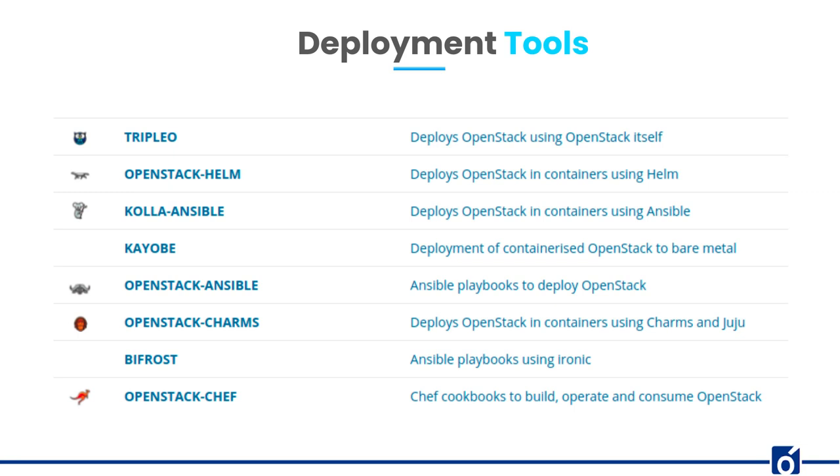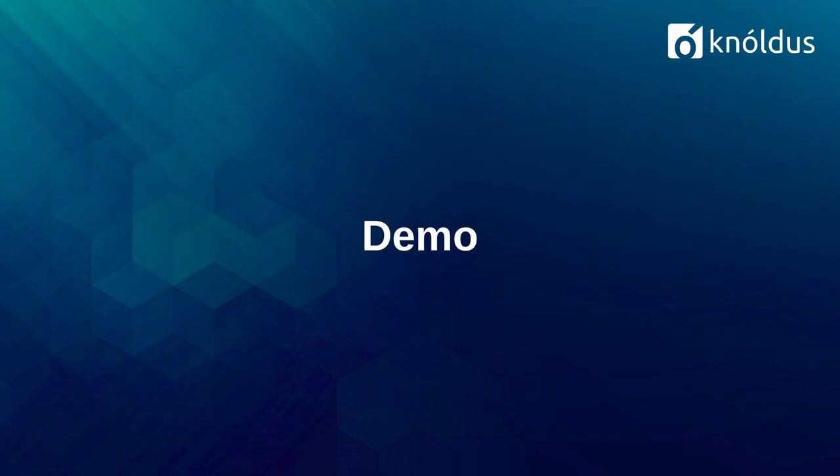OpenStack Ansible provides a predefined, rich Ansible playbook to deploy OpenStack to any bare metal hardware. OpenStack Charms deploys OpenStack in containers using Charm and Juju. Bifrost is basically an Ansible playbook for Ironic. Then we have OpenStack Chef, Chef cookbooks to build, operate, and consume OpenStack. So these are basically the deployment tools that you can use, and you can also visit the OpenStack official documentation to know more about these deployment tools and pick the suitable one as per your use case. Now let's move to the demo part.